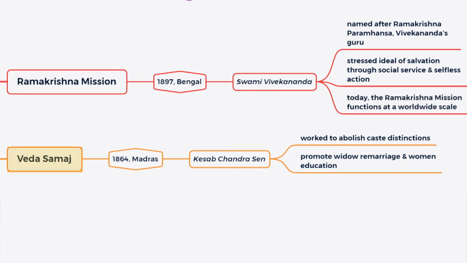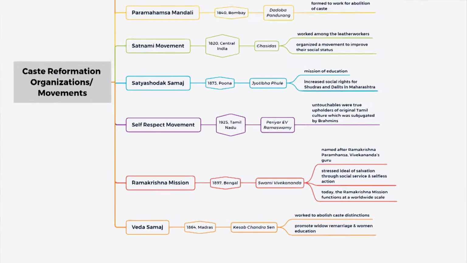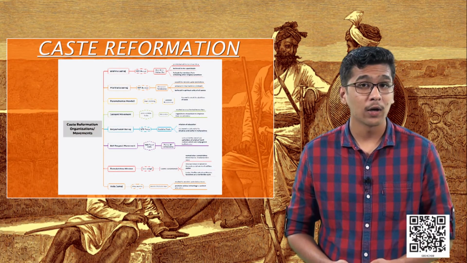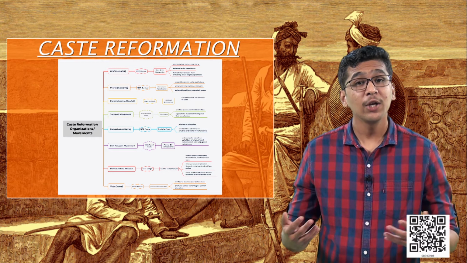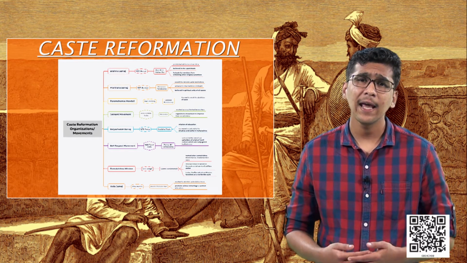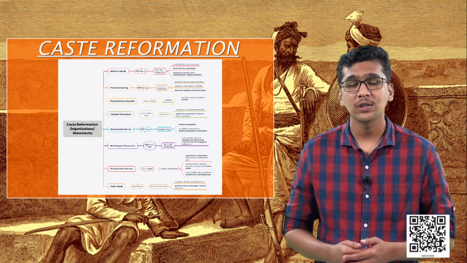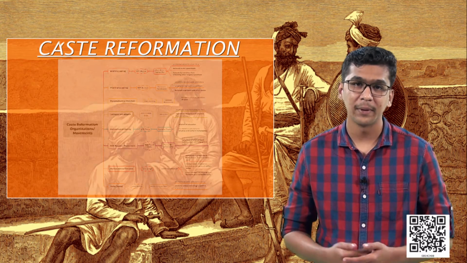The Veda Samaj was founded in 1864 at Madras by Keshab Chandra Sen. It worked to abolish caste distinctions and promoted widow remarriage and women education. Apart from these institutions and organizations, there were some individual men who worked day and night to eliminate caste distinctions. Let us now study about the reforms of such men.